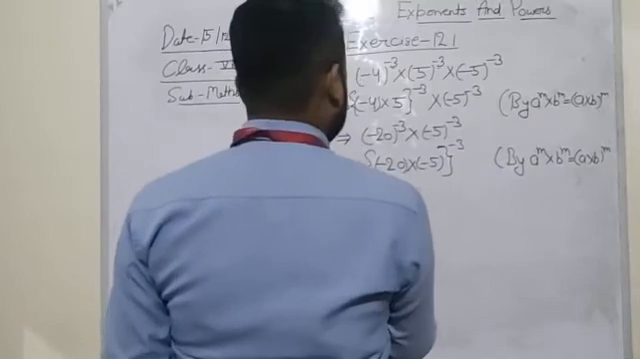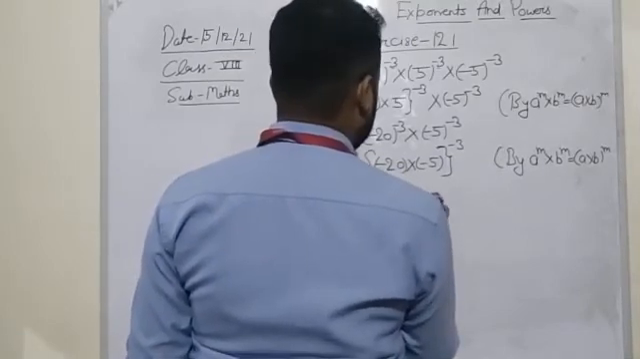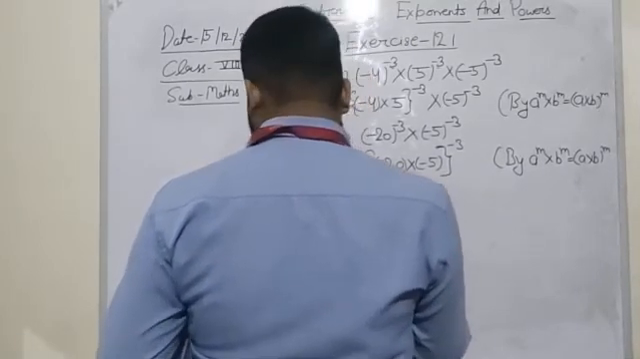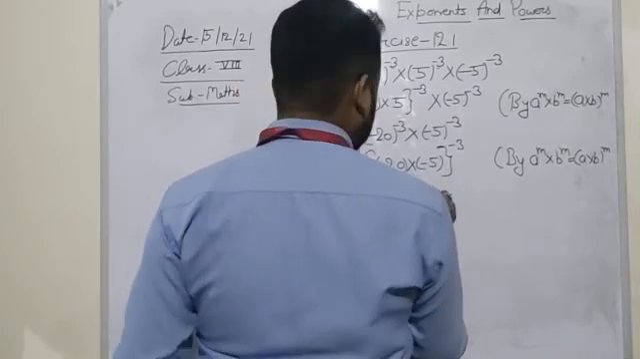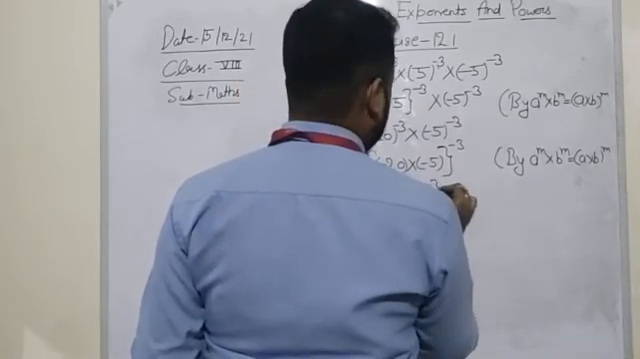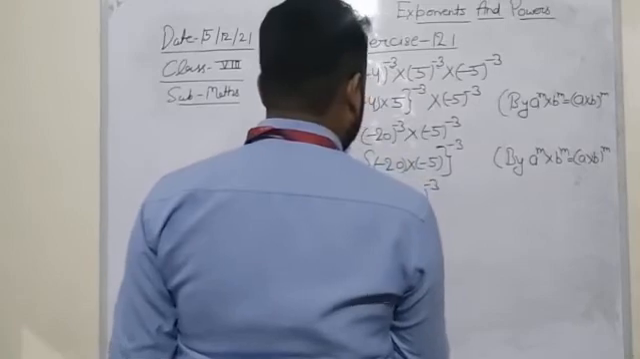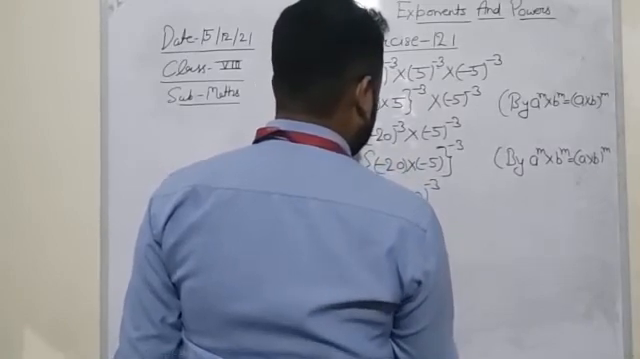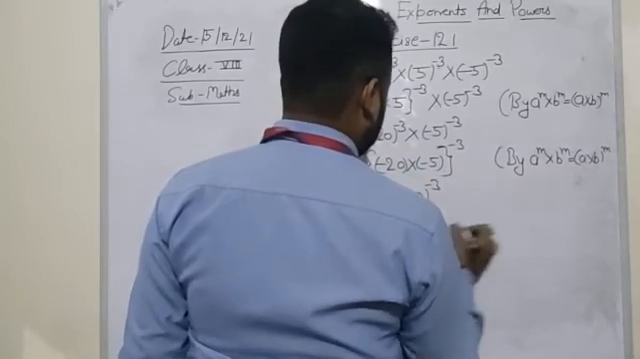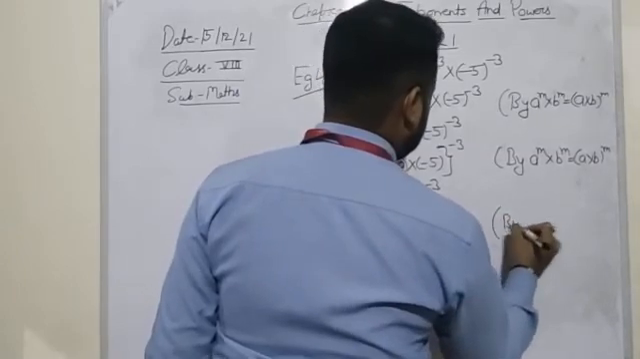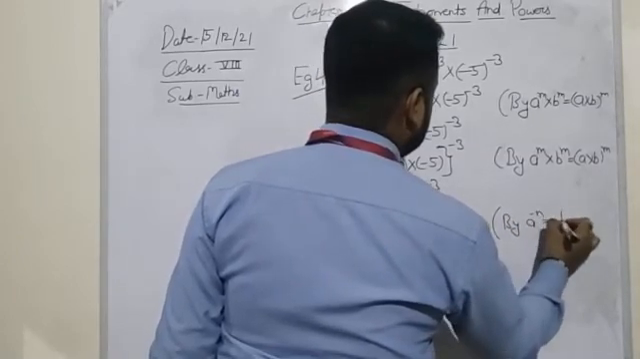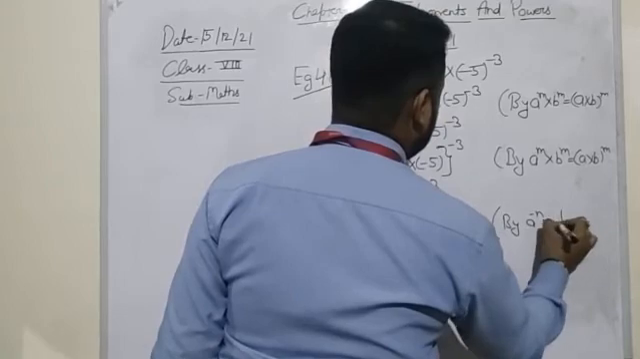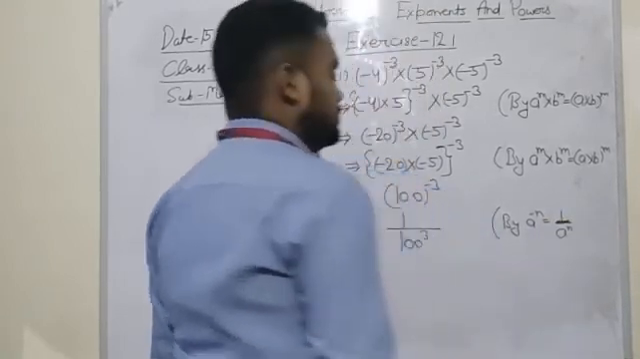So minus 20 into minus 5 is 100, to the power minus 3. As the power is negative, so it is written as, by a to the power minus n is equal to 1 upon a to the power n. Note it down.